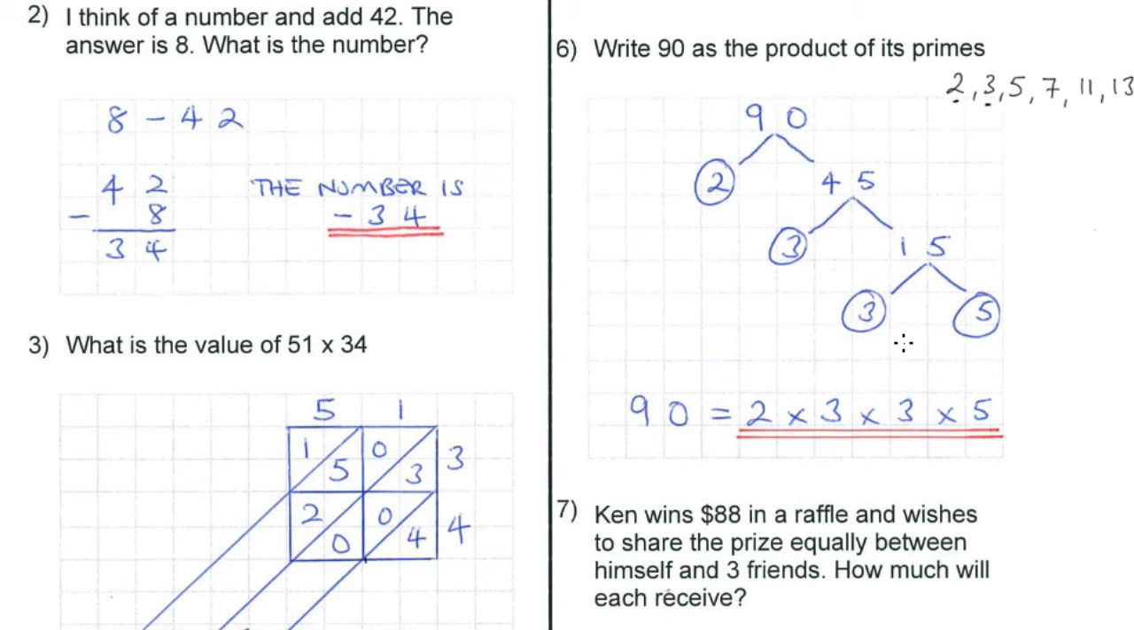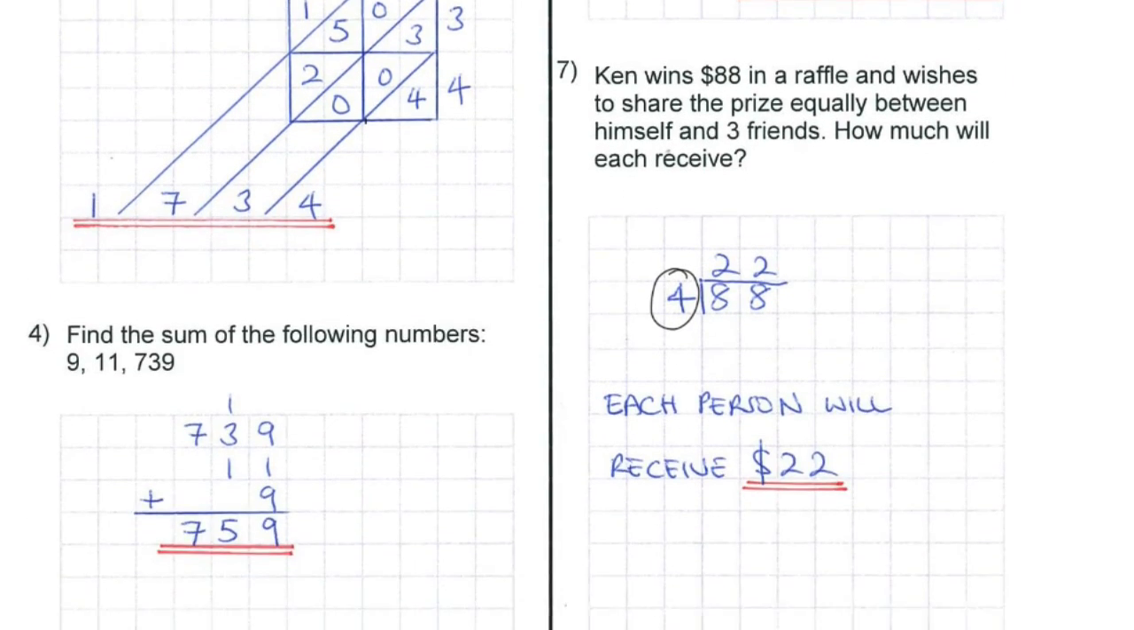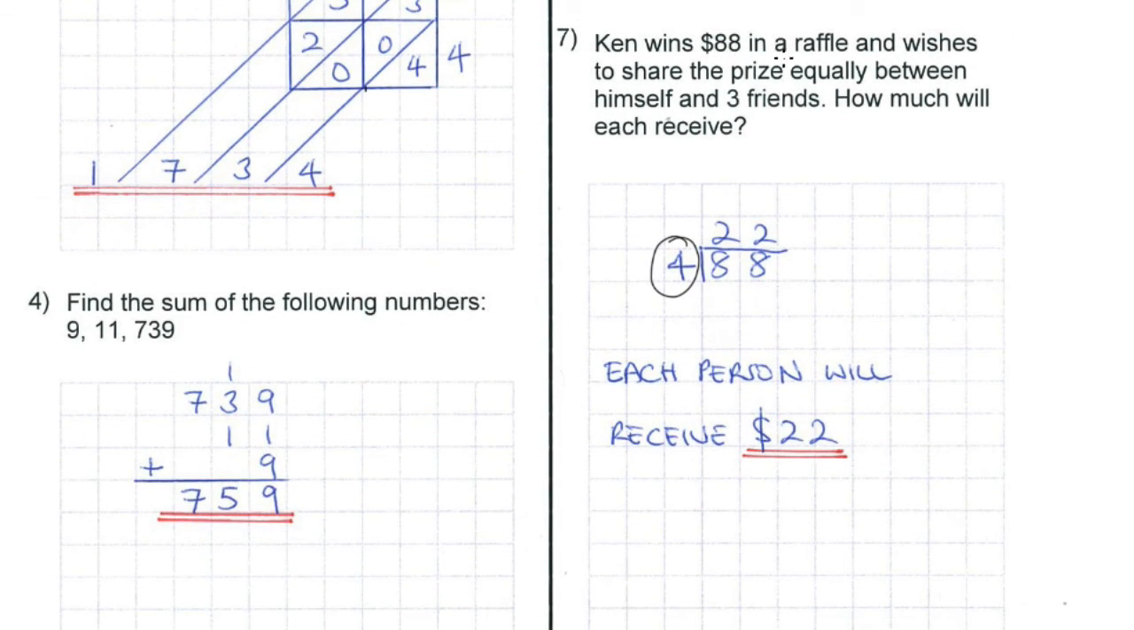Now this is called a factor tree if you've never seen one of these before, and I like to circle the prime numbers, and if you notice they're in a nice even order here as well. So 90 is equal to 2 times 3 times 3 times 5, and that's these numbers here, 2 times 3 times 3 times 5.